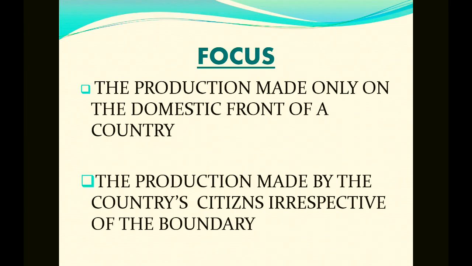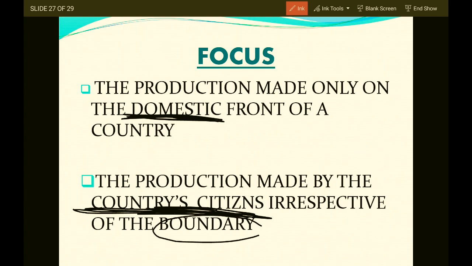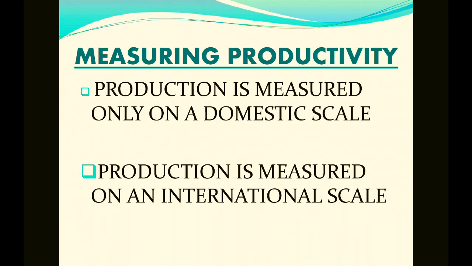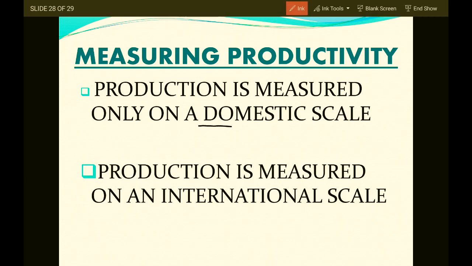Now focus. What is the focus of GDP? The production made only on the domestic front. This is concerned with production within a particular territory. GNP is concerned with the production made by the country's citizens regardless of the location, irrespective of boundaries. Now measuring productivity. In GDP, production is measured only on a domestic scale. Domestic refers to a particular region or territory within a particular country. In GNP, production is measured on an international scale.